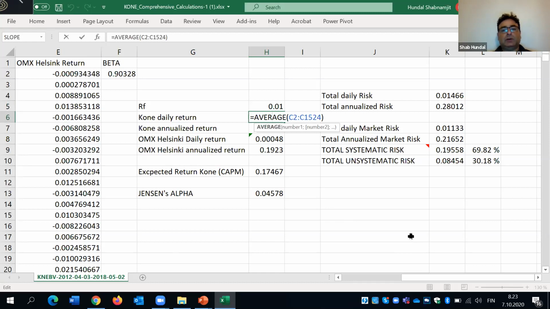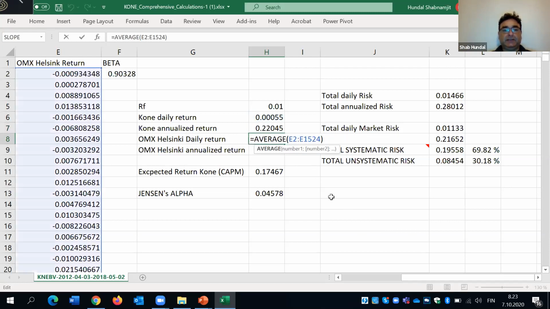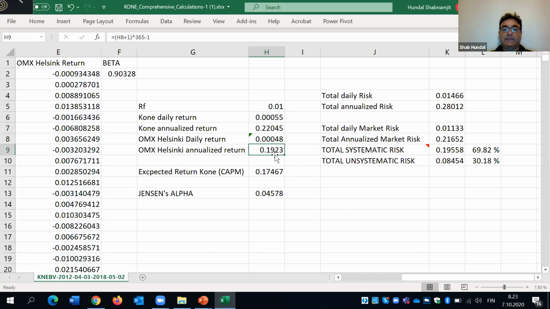1,524. So 250 working days in a year times 6, that makes almost the same. And then we are annualizing it, because we discussed a few times that you need to convert the daily return to the annualized return to make a better comparison. And this is the formulation of doing it: the daily return plus 1 to the power of 365, and then we subtract 1. And then we have the OMX Helsinki daily return, the index return basically, and we use the same formulation to annualize it.